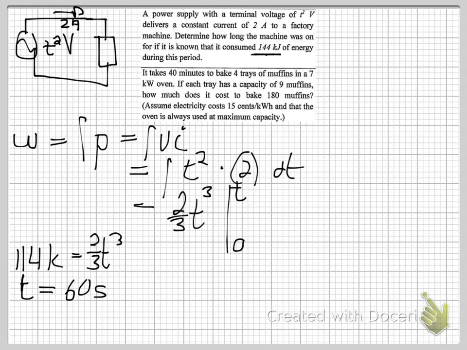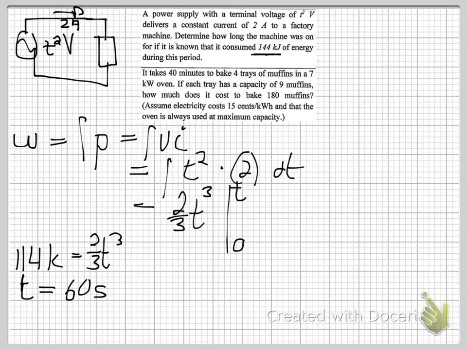The next question says that you have 40 minutes to bake 4 trays of muffins in a 7 kilowatt oven. Each tray has the capacity of 9 muffins. How much does it cost to bake 180 muffins? Assume electricity costs 15 cents per kilowatt hour, and that the oven is always used at maximum capacity. First, you need to determine how many kilowatt hours were used and then multiply that by 0.15 to get the cost.